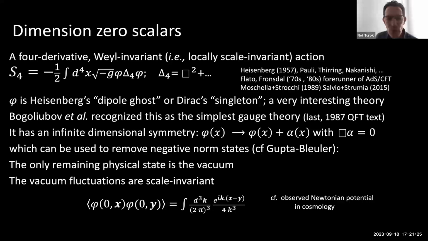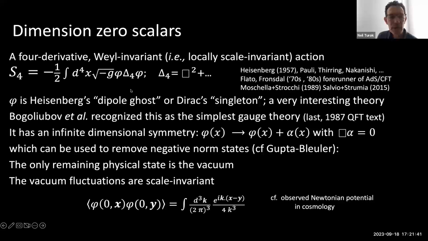And so it involves four derivatives, and the scalar field therefore is dimensionless, because the four derivatives cancel the dimensions in the measure. And so this theory was interesting. Why? Because the scalar field is dimensionless.